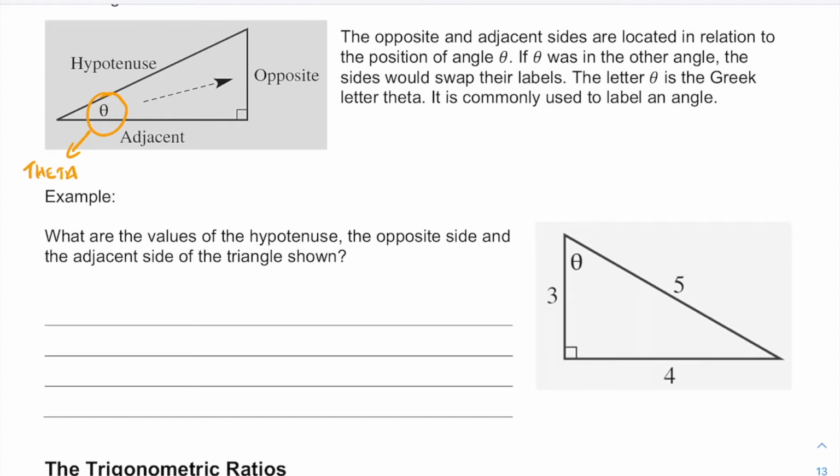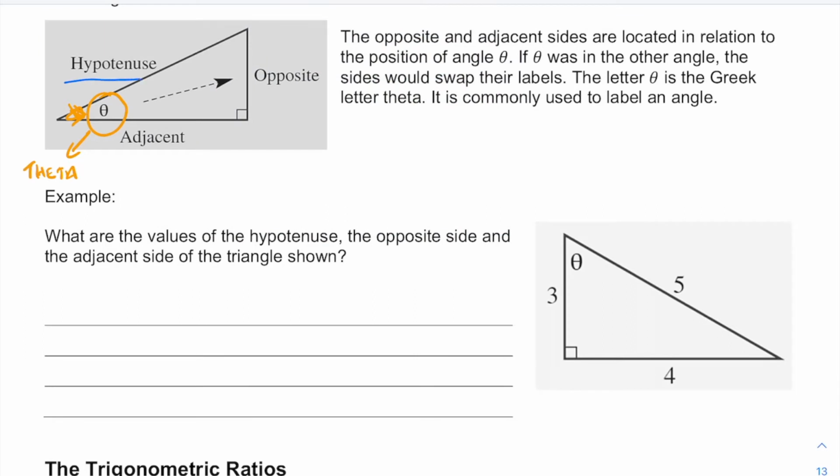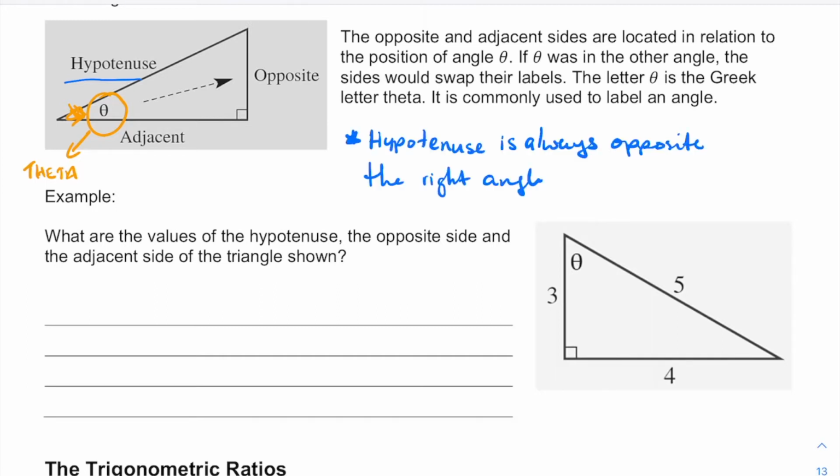And everything that we do in trig is based around the angle we're dealing with. So in this case, we're dealing with the angle theta, which is down here in this corner, so everything comes off that angle. The hypotenuse of a triangle is always opposite the right angle. So we do need to remember that. Always opposite the right angle is the hypotenuse. So that one will never change.